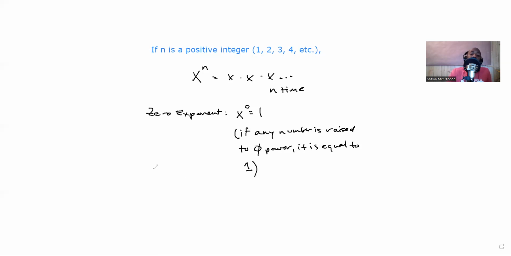So you can have, I don't know, 5 to the 0, that's 1. 28 to the 0 is 1. 1/2 to the 0 is 1. 4,556 to the 0 power is equal to 1. It doesn't matter what it is. If it's a number raised to the 0 power, it is equal to 1. All right, let's keep on going.